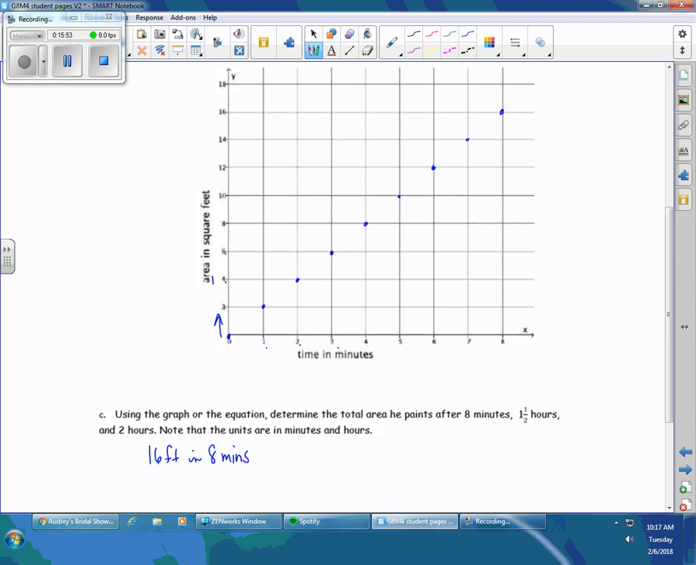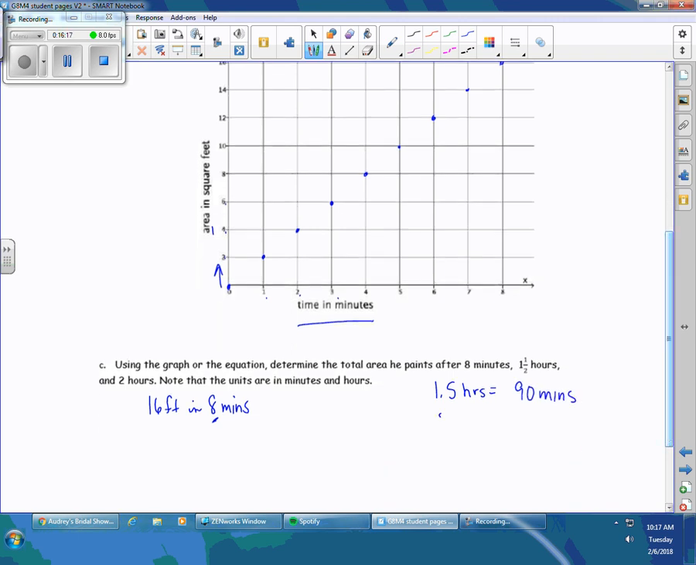1.5 hours and 2 hours. So again, remember that hours are 60 minutes. That's our time interval here. So we're going to need to convert 1.5 hours equals how many minutes? So 1.5 times 60, that's going to be 90 minutes. And 2 hours equals 120 minutes.